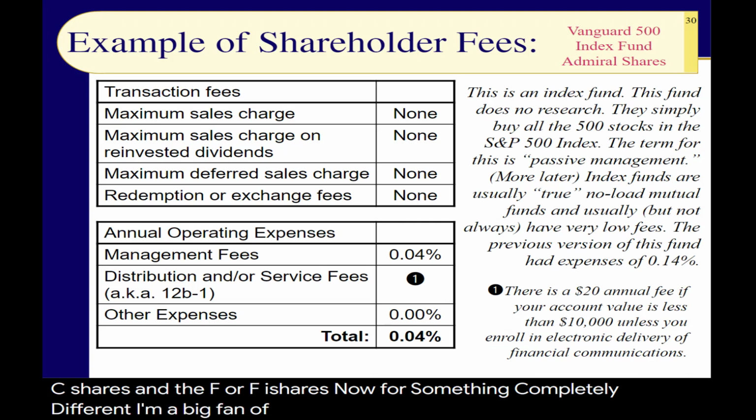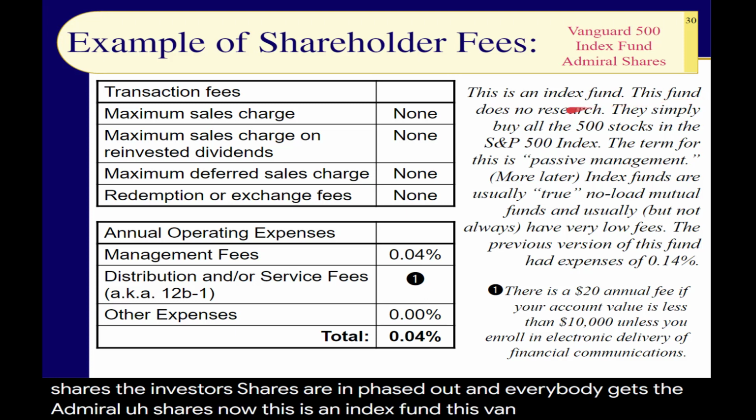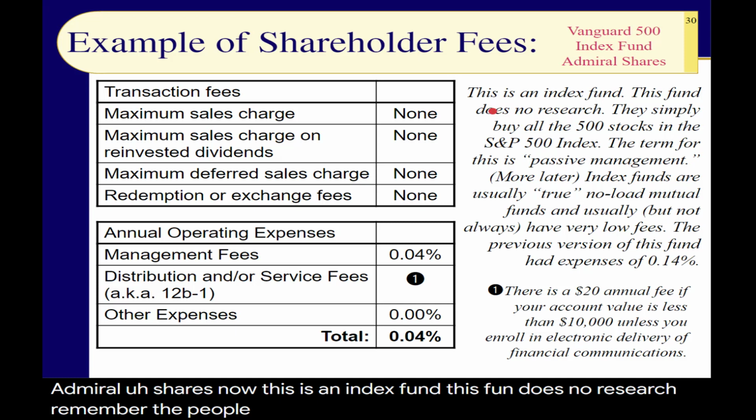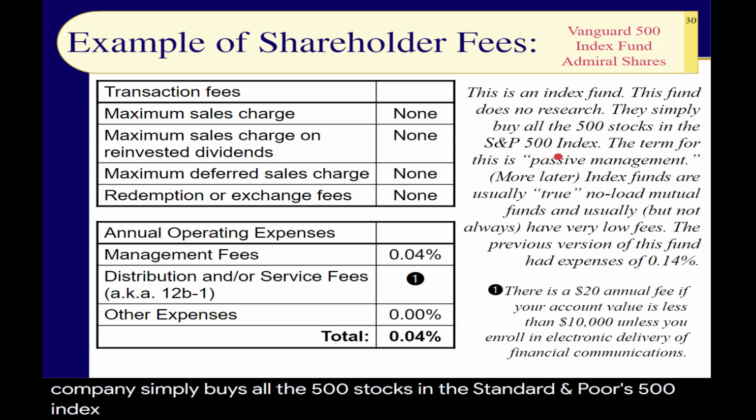Now for something completely different. I'm a big fan of Monty Python. The Vanguard 500 Index Admiral shares. The investor shares have been phased out, and everybody gets the Admiral shares now. This is an index fund. This fund does no research. Remember the people in the top hats? They ain't here. This company simply buys all the 500 stocks in the Standard & Poor's 500 index. And we'll discuss this index in detail in our next chapter.